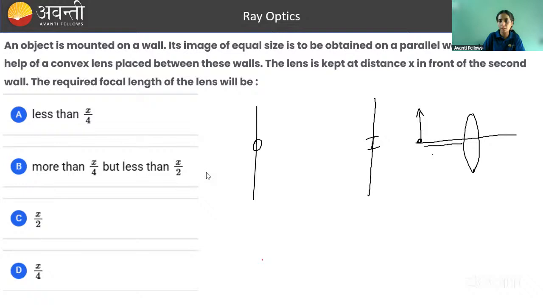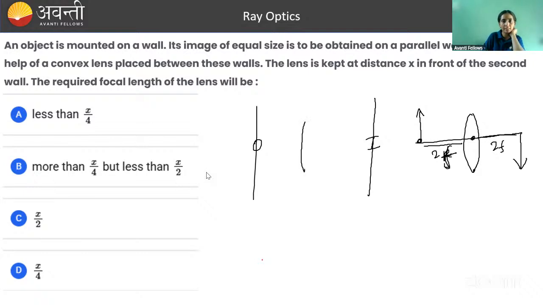At a distance 2f, right? At a distance of the radius of curvature. So if it is kept at a distance of 2f, we will get the image again at a distance 2f on the other side, and the image will be inverted. Okay? And here also with the help of a convex lens we are doing this. I think check once. Here also with the help of a convex lens we are achieving this.